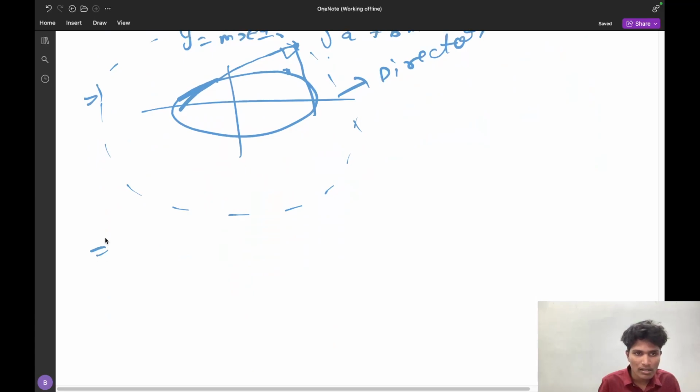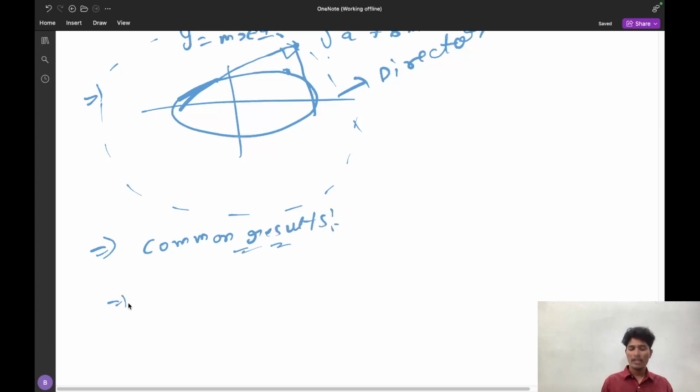This entire circle is called the director circle. And there are some common results we already know. What are the common results we have discussed up to now in the circles and parabola? Here also they will repeat. What is the chord of contact? It will be T equals 0.